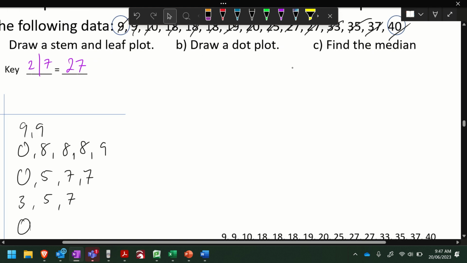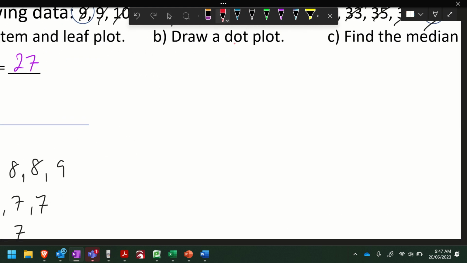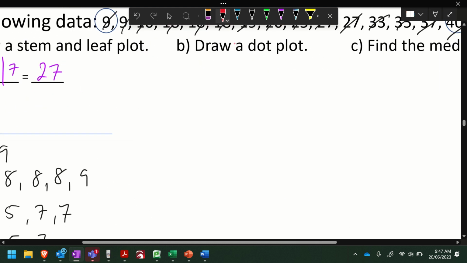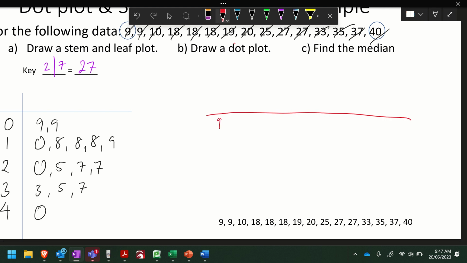Alright, next one. Let's draw the dot plot. Nice and easy. So be mindful. When it comes to a dot plot, you don't want to do this, and a lot of kids make this mistake. They go 9, 10, then 18, and then 19 and then 20, and you get 25 and you get 27. You don't want to do this.